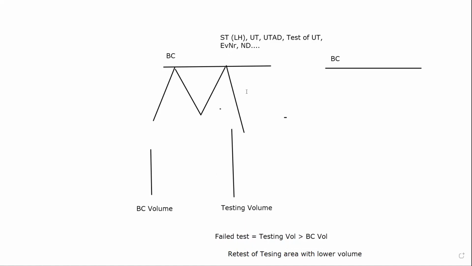Now we come back and test this volume region again. This volume is lower than this one. So what will we compare? We will not compare this volume with this volume. We will compare this volume with the volume where the failed test occurred. If this volume is larger than the buying climax, do you understand?